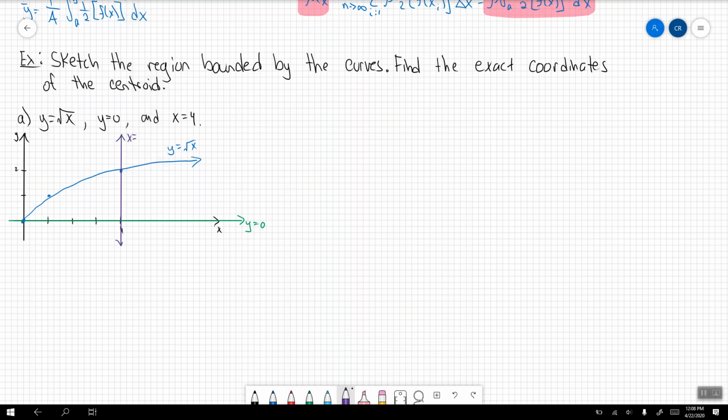So here's our x is equal to 4. Now, the region that we're concerned with is right in here, which means we have to try to find the centroid for that region. In other words, we need to find that center of mass. So I'm going to start using the equations that we need in order to find mass.